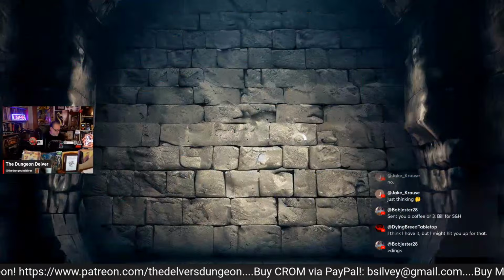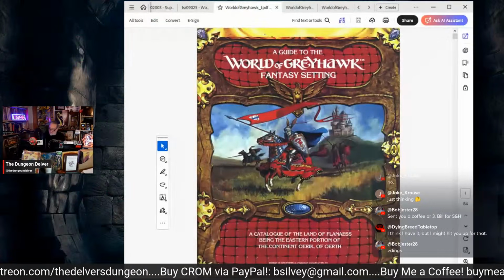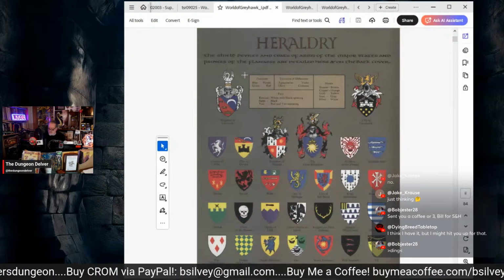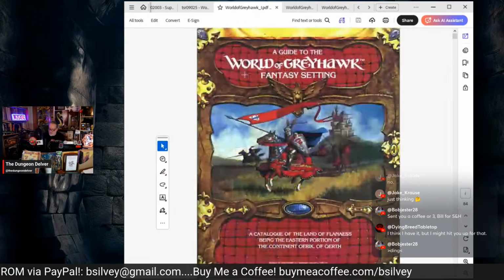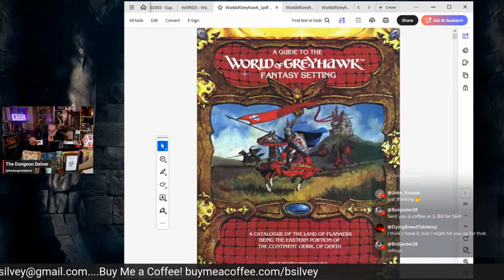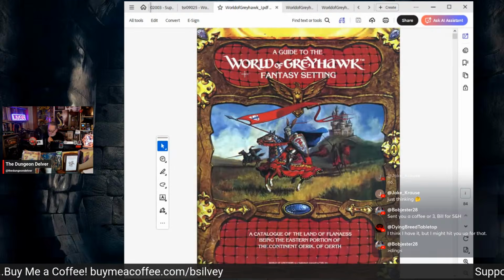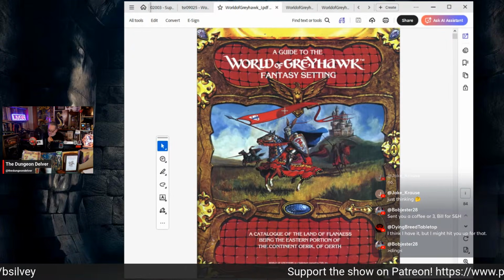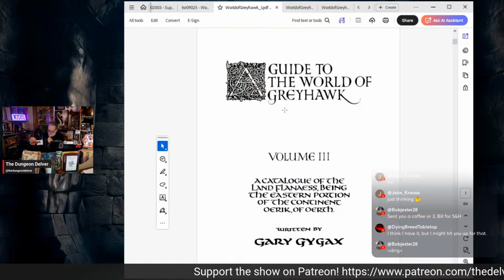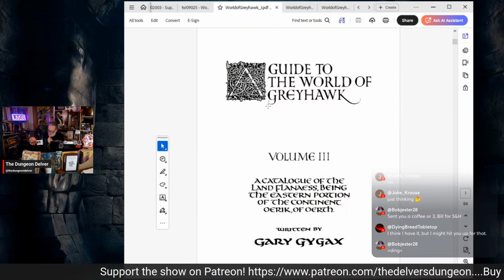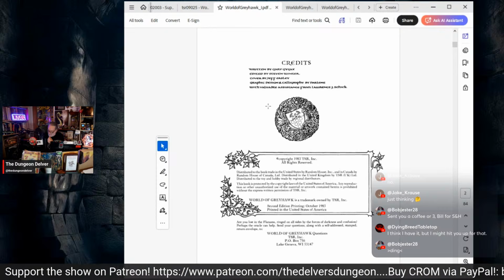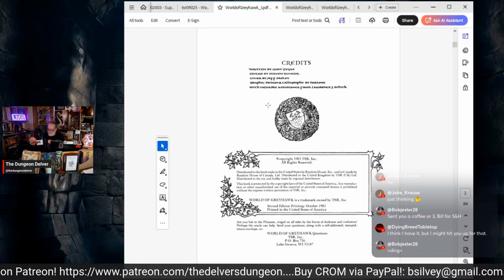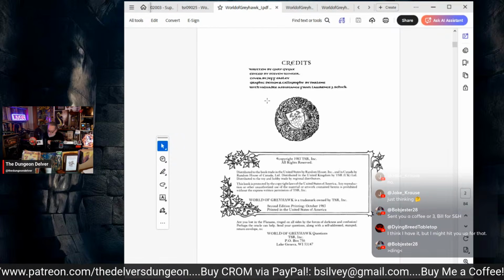But yes, it's this beautiful golden box, and it looks like this. In that box, we get two booklets. We get the catalog of the Flanaess, the guide to the fantasy settings, a guide to the world of Greyhawk. Now I said 82, I meant 83. We got this in 83.